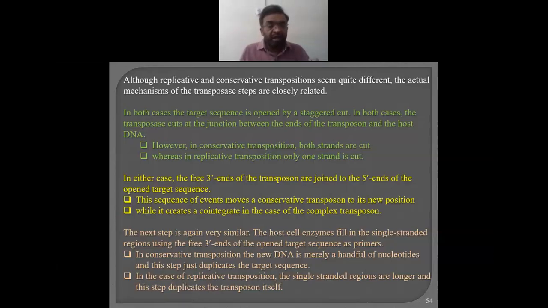So in that way, these show the similarities and the differences. Although the mechanism is the same, the actual reason for the difference is that in conservative transposition the transposable unit is cut at both strands, and here it is cut at a single strand. Due to this particular difference, the remaining differences are created. In one mechanism, the transposable element is conserved as it is, while in replicative transposition, two copies are there, and that also gives a hint that transposition can amplify the DNA content.